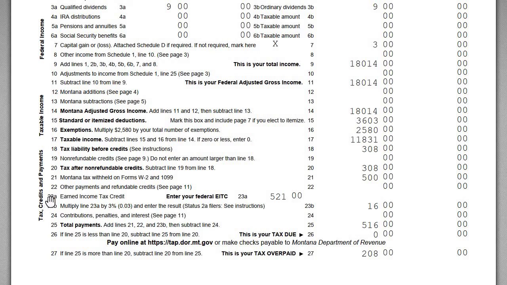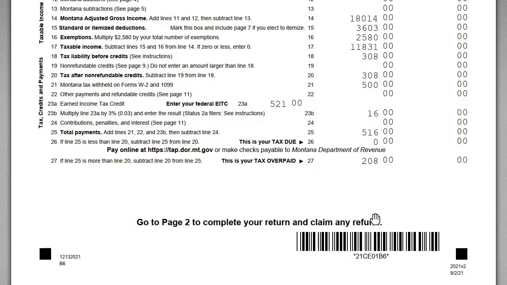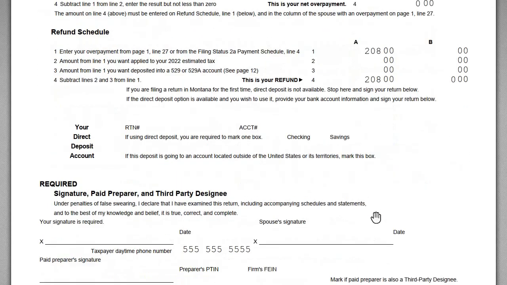But you can see here we have line 23A, earned income tax credit. Enter the federal EITC, right? There's the 521. Remember that came from page 2 of this 1040. And then the state portion is simply multiply this amount by 3%. So 521 times 3% gives us $16. So $16 is going to be the amount of Montana state earned income tax credit for Montana state tax purposes. Okay, so very, very simple calculation.